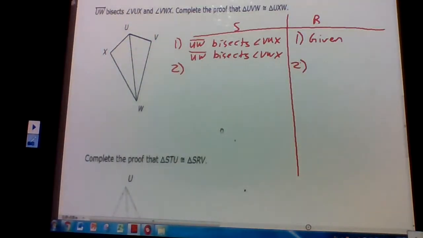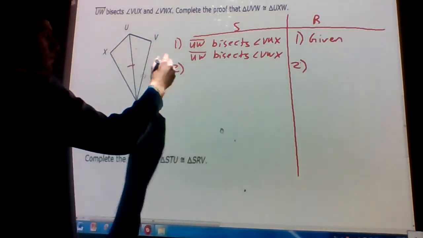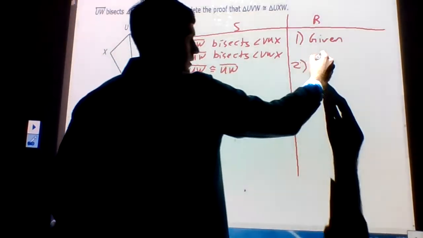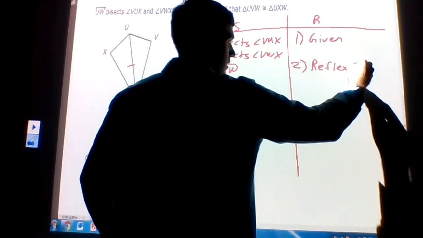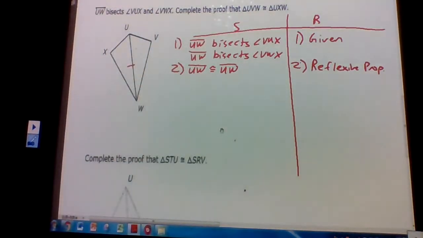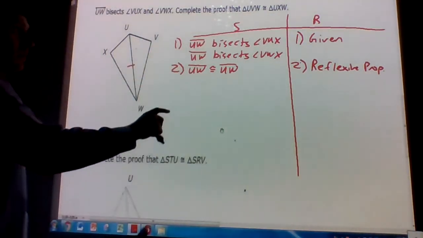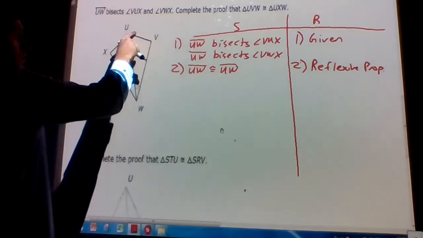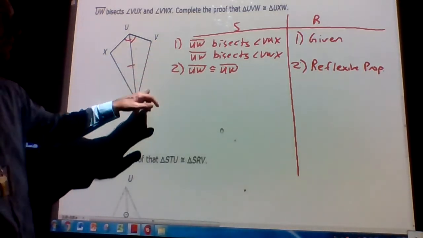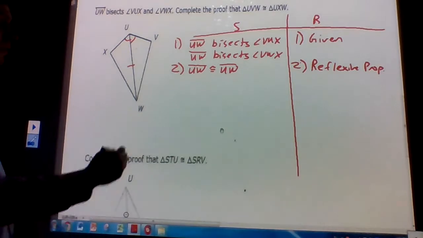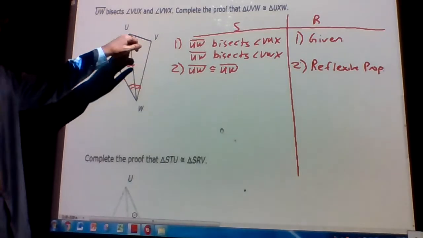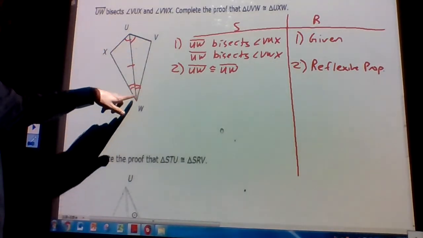Go down our list. We don't have vertical angles, but we do have a shared side. So UW is congruent to UW by the reflexive property. Okay, we keep going down the list. We don't have midpoints. We do have bisectors. We have two bisectors. UW bisects VUX, this angle here. So that means these two are going to be congruent. And UW also bisects VWX, which means that these two are going to be congruent, right? A bisector splits it in half. So it's going to split VUX in half. It's going to split VWX in half.